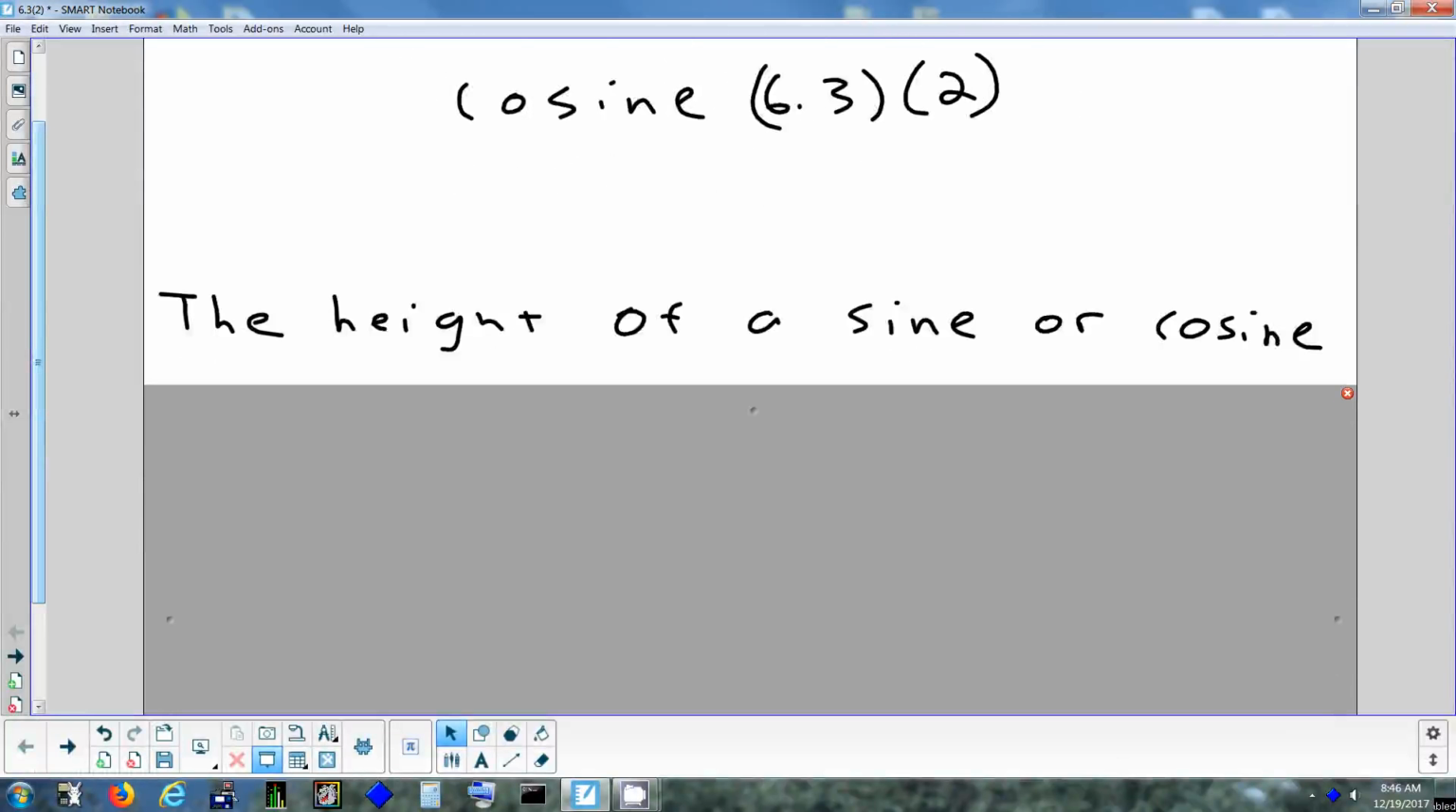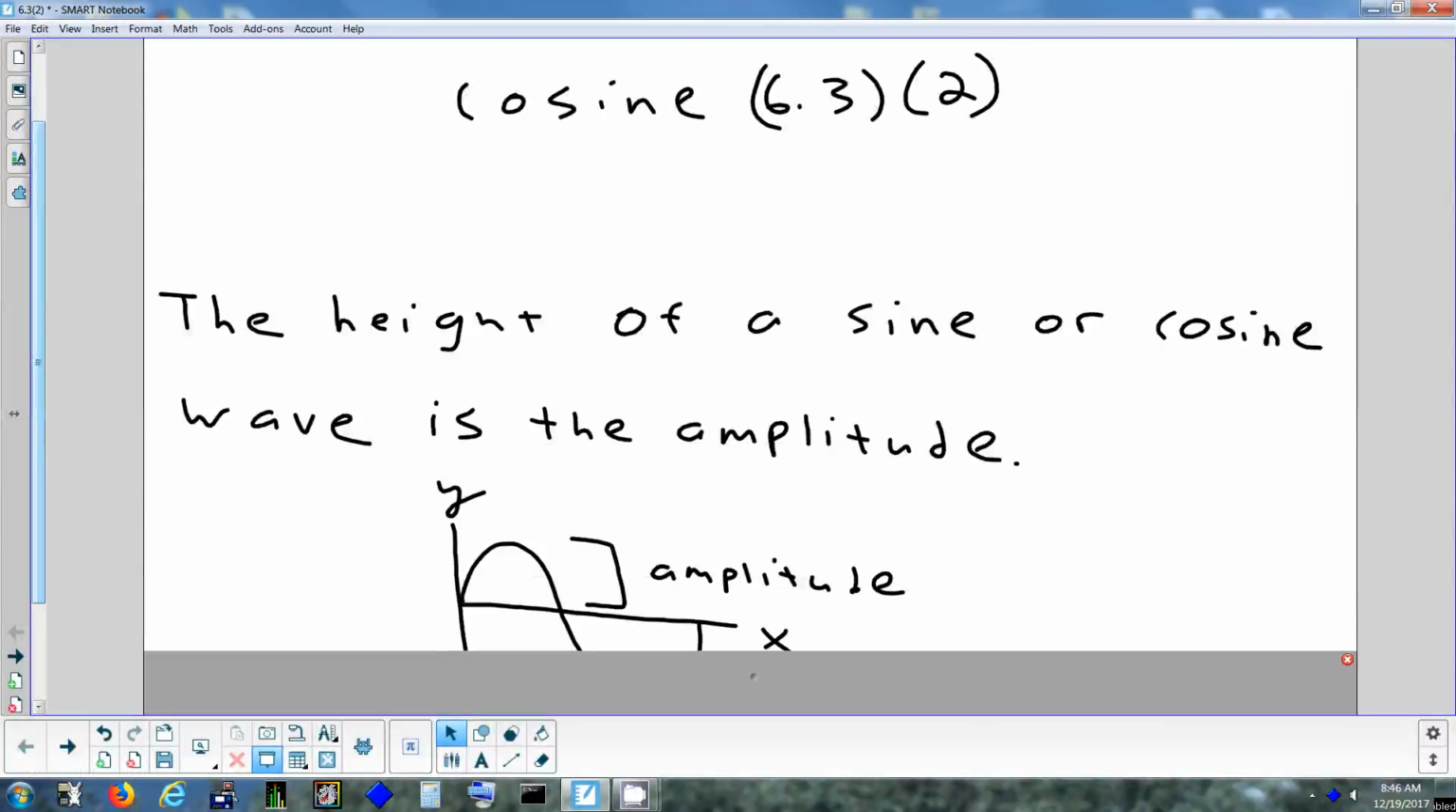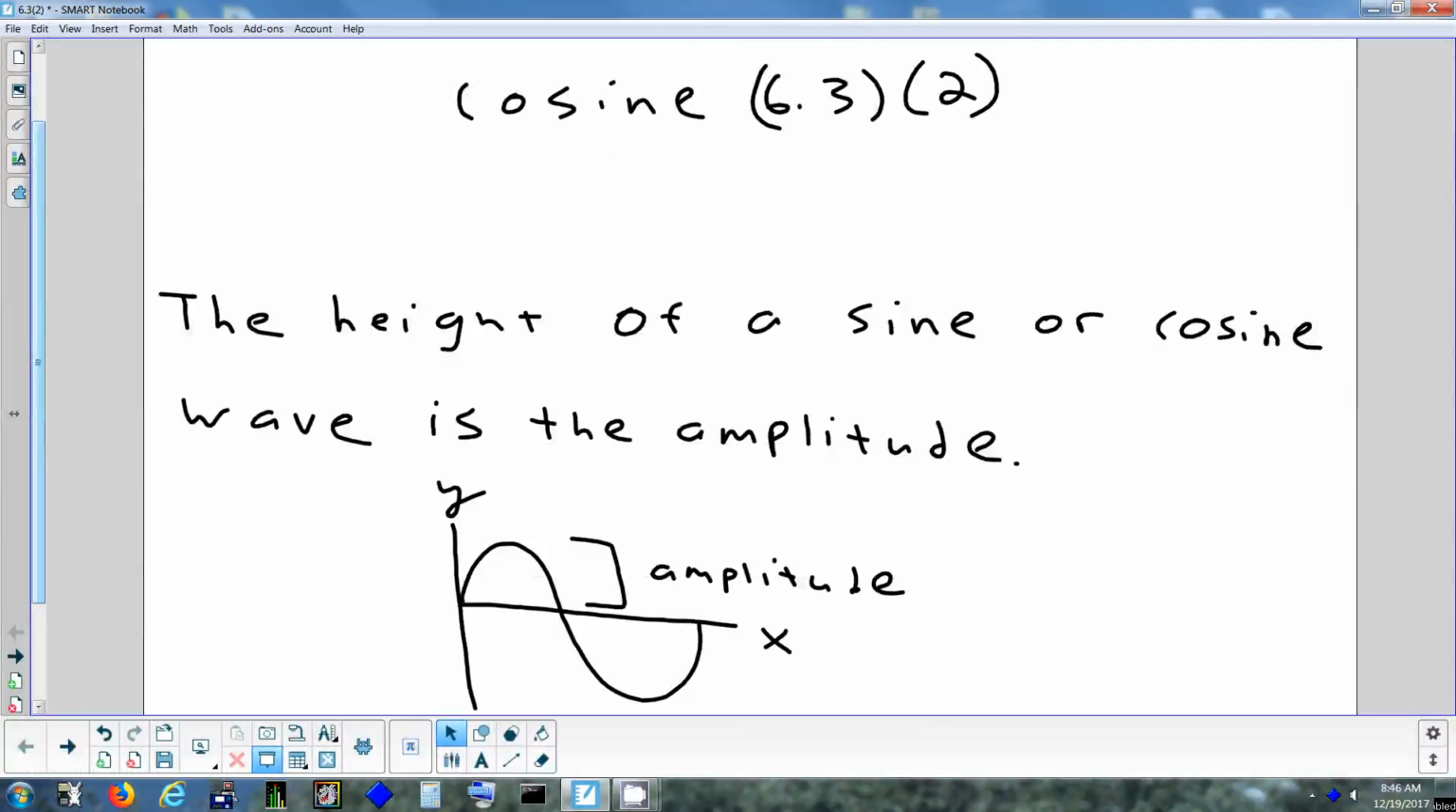So the first transformation we're going to look at is the vertical stretch or compression. When you stretch or compress something vertically, what we're going to be doing is affecting what's called the height or the amplitude. And I have a picture here showing you what the amplitude is. It's the distance from the center of the wave to the highest point.